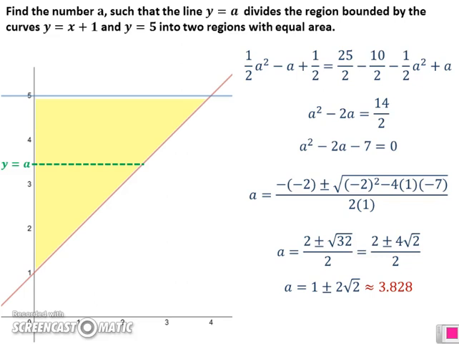So the main idea for this one, though, was to just set up two integrals integrating this line with respect to y and going from 1 to a for the first one and a to 5 for the second one, and then setting them equal to each other. So you can use the fundamental theorem and then solve for a that way.